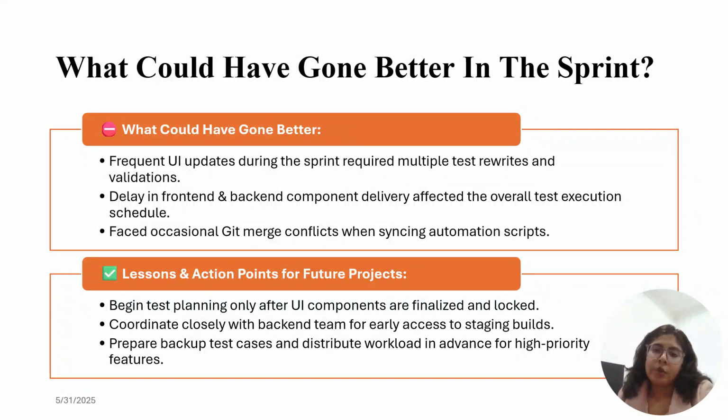So what could have gone better? In my perspective, the frequent UI changes during the sprint required multiple test rewrites and validations. The delay in front-end and back-end component delivery affected the overall test execution schedule, and we also faced some git merge conflicts when making the automation scripts.